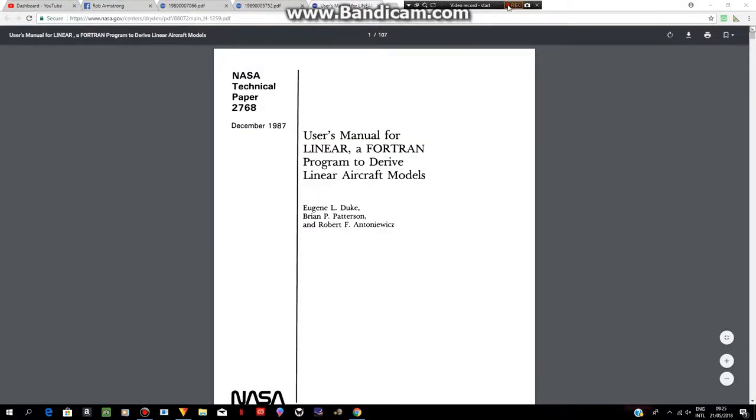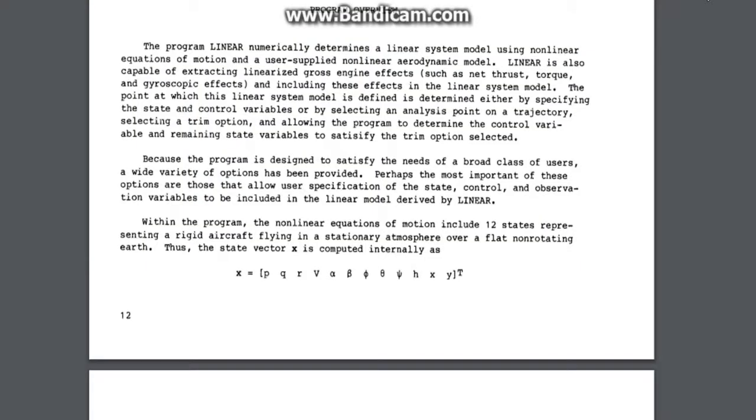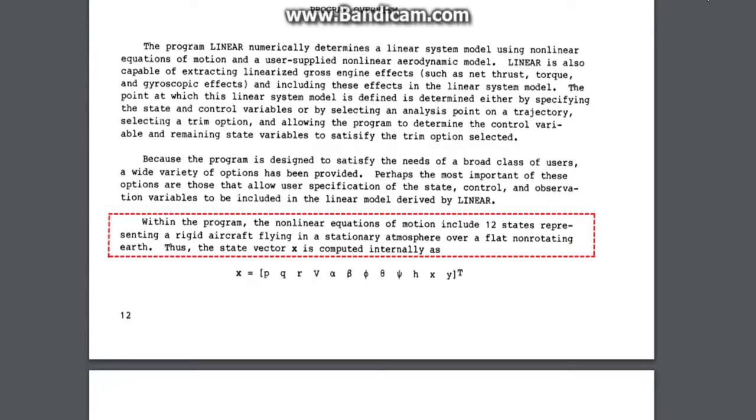Number 1. This document is titled User's Manual for Linear, a Fortran program to derive linear aircraft models. NASA Technical Paper number 2768, dated December 1987. This document describes a program called Linear that determines the linear model using nonlinear equations, and according to this document, within the program, the nonlinear equations of motion include 12 states representing a rigid aircraft flying in a stationary atmosphere over a flat, non-rotating Earth.